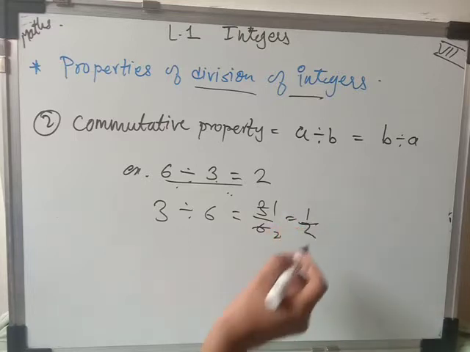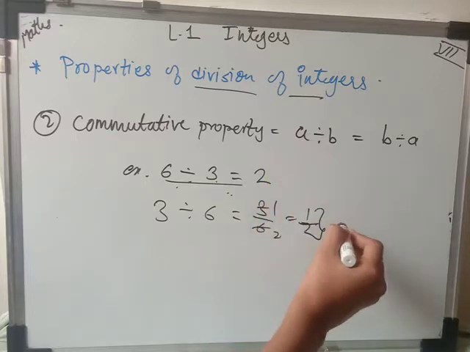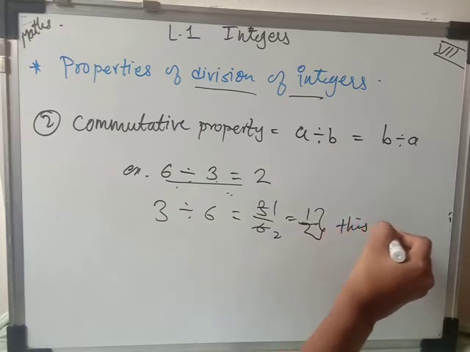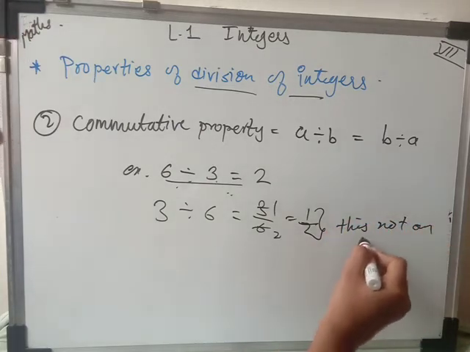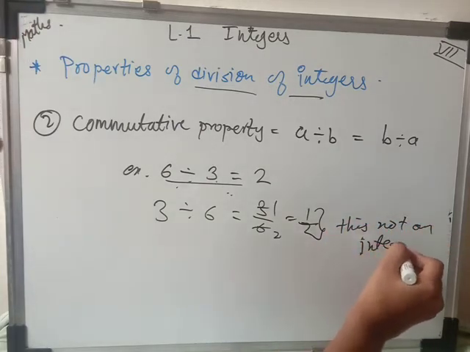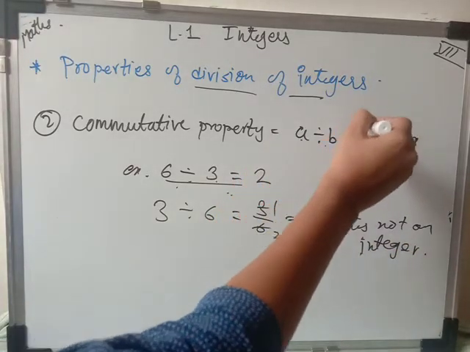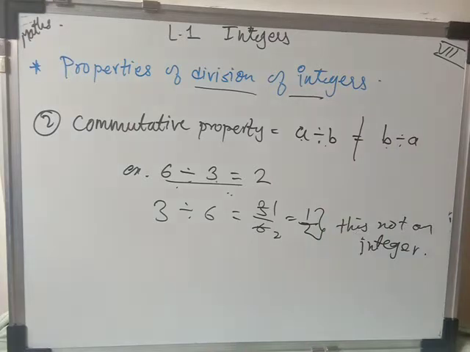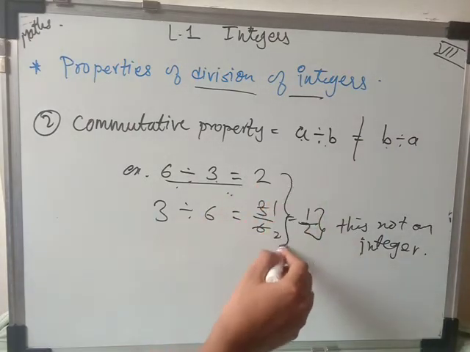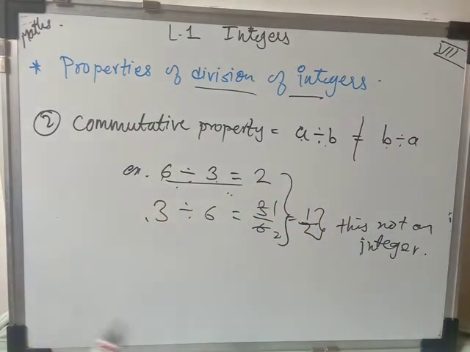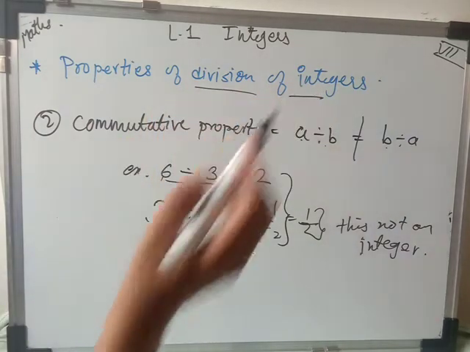And 1 by 2 is in fraction form, and this is not an integer. It means that a divided by b is not equal to b divided by a, because we are not getting the same value in the two orders. So the commutative property does not hold for division of integers.